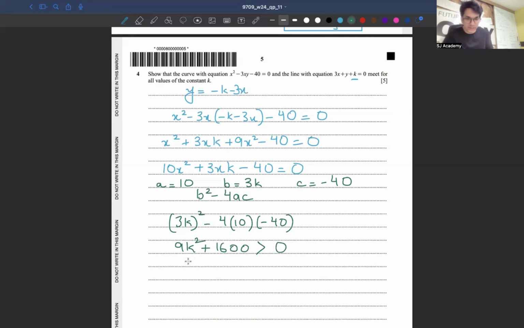Now, what we can see is that for any value, negative or positive value, when we substitute it for k over here, this will become a positive value, and when we add it, this will every single time be greater than 0. And if b squared minus 4ac is greater than 0, it means that the curve and the line are intersecting at two different points. And from this, we can observe that for all values of k, b squared minus 4ac will always be greater than 0.